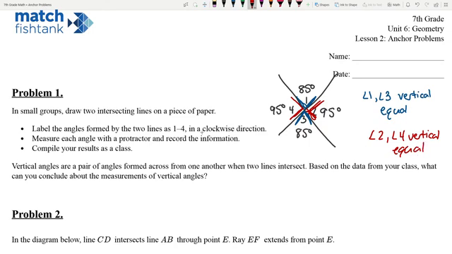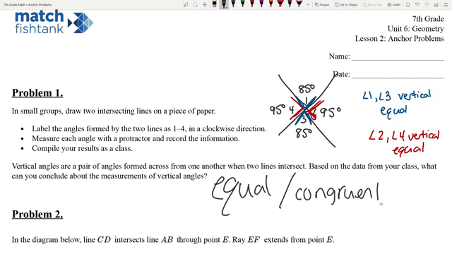So what can you conclude about the measurements of vertical angles? They are equal to each other. They're congruent. Sometimes we use the word congruent in geometry. So what can we do with that information?